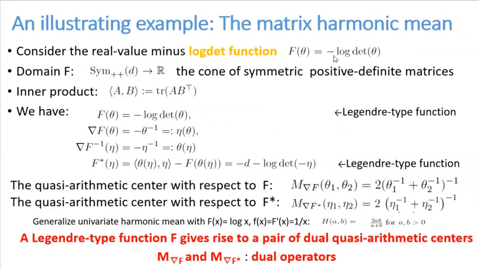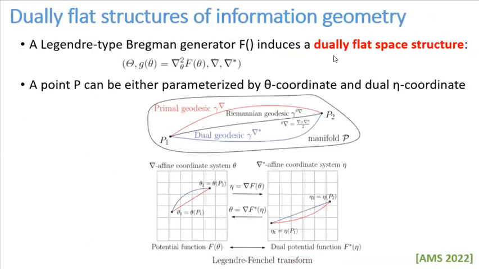We have the Legendre convex functions f, f star, f theta and f star theta, and we have the two quasi-arithmetic means. In that case, you see that the formulas are the same, just theta or eta that change. It defines the same mean, but in general, depending on f, you get a dual pair of arithmetic operators.